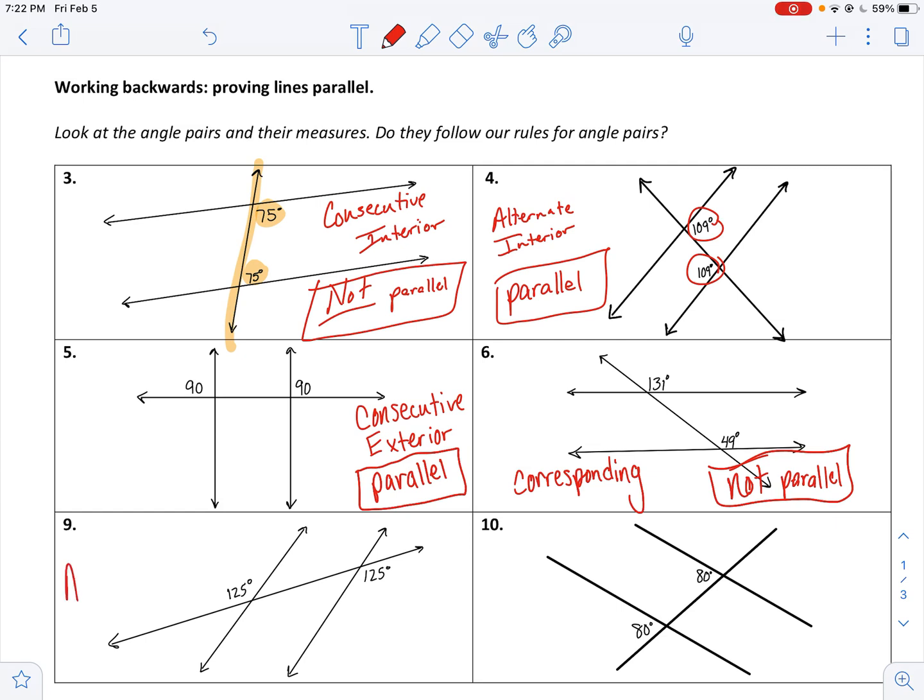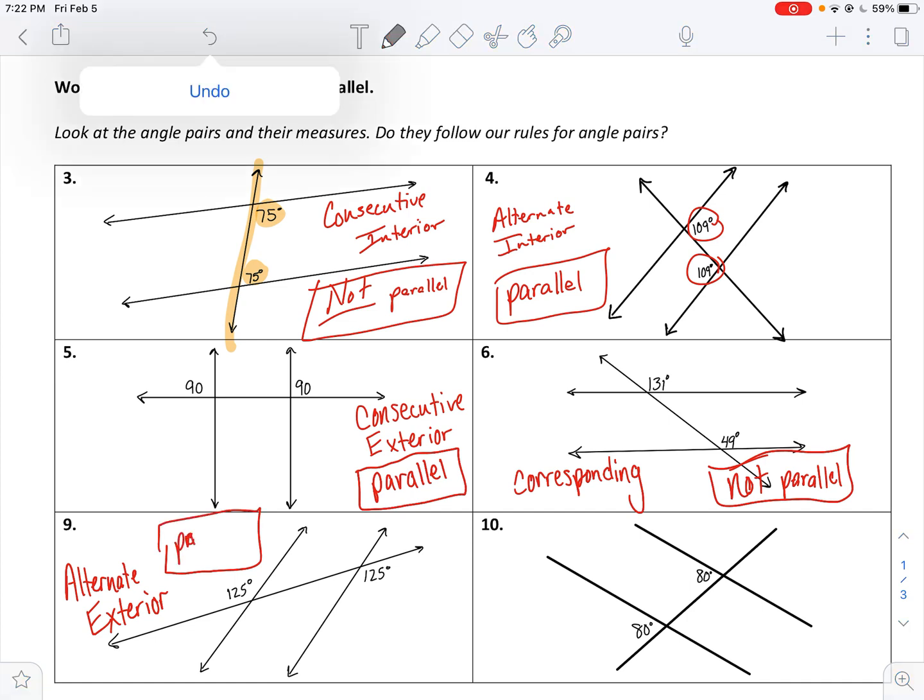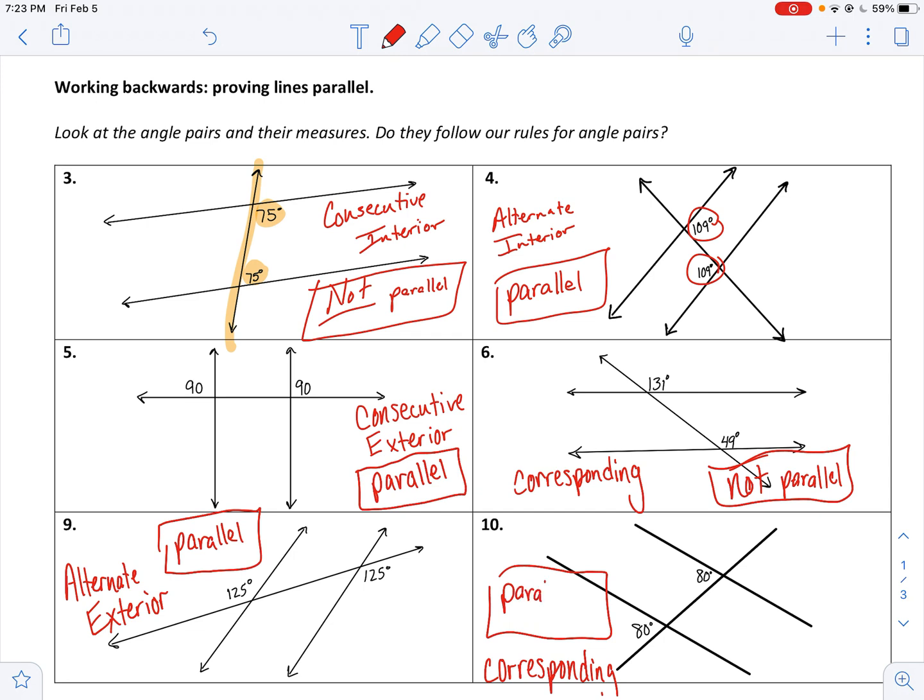Here I have alternate exterior angles. Because they are alternate, they should be the same number, and they are, which means that should be parallel lines because it follows the rule. And last but not least, I have corresponding angles again. And if they're corresponding, they should be the same number, which they are. So those are parallel. That's our big idea for today, working backwards to prove that two lines are parallel.